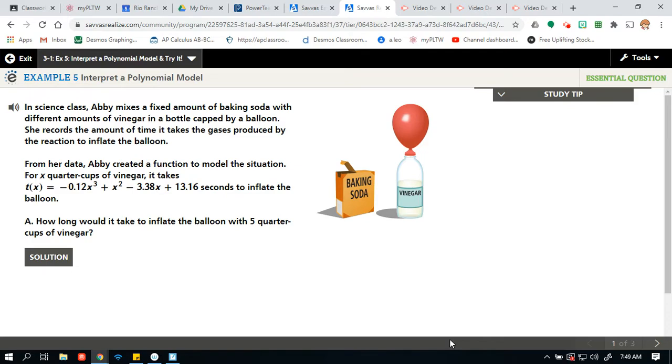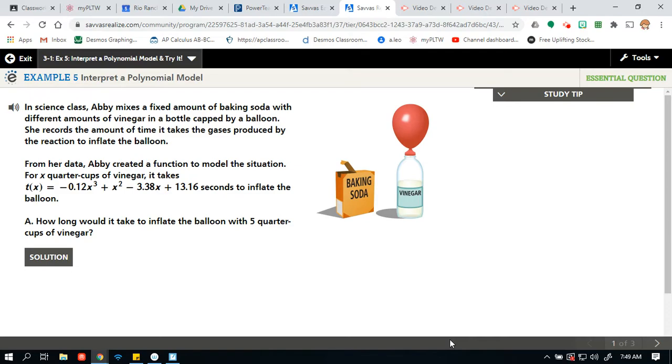So in science class, Abby mixes a fixed amount of baking soda with different amounts of vinegar in a bottle capped by a balloon. She records the amount of time it takes the gases produced by the reaction to inflate the balloon. From her data, Abby created a function to model the situation: for x quarter cups of vinegar, it takes T of x equals negative 0.12x cubed plus x squared minus 3.38x plus 13.16 seconds to inflate the balloon.